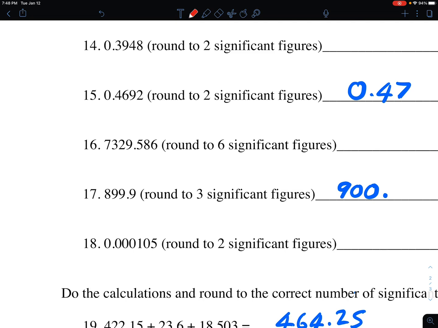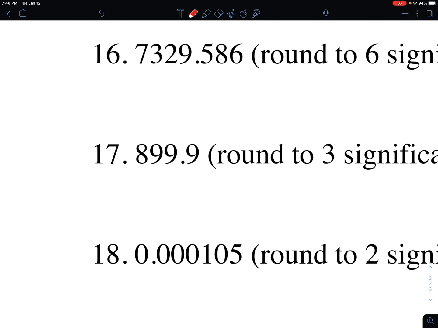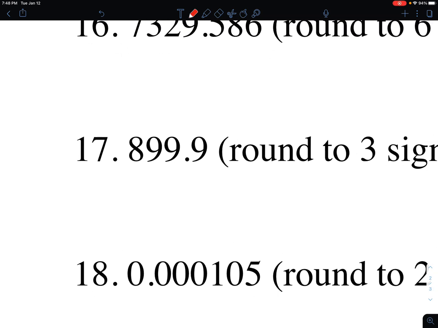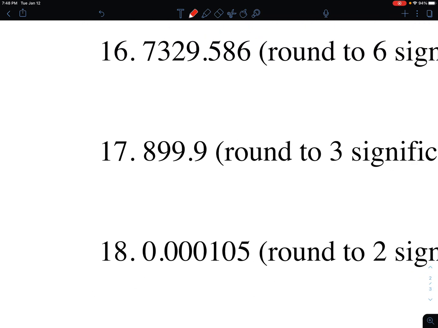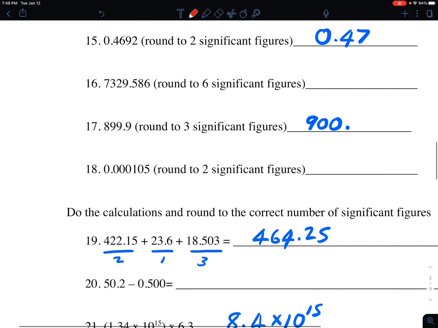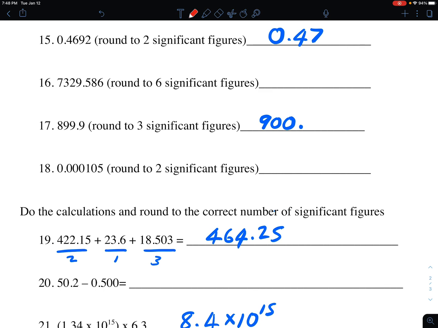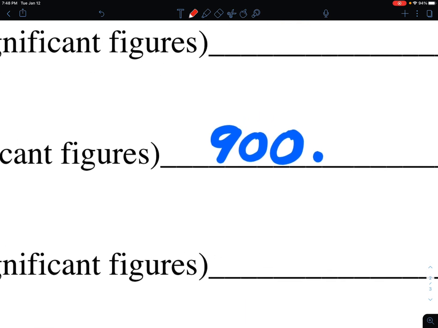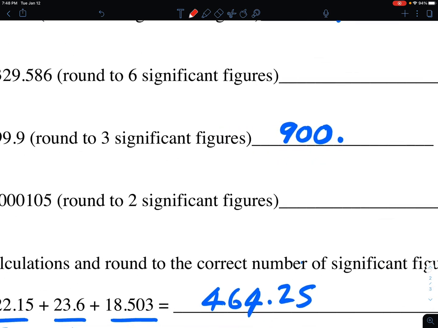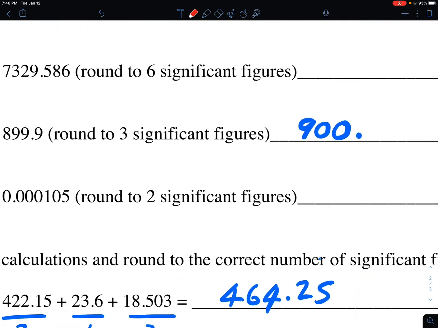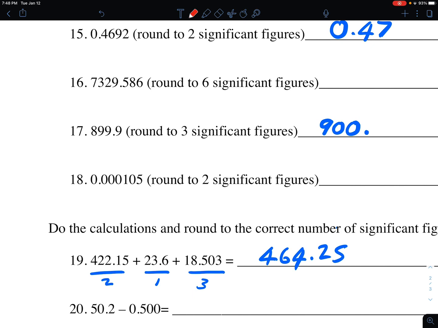Number 17, it says round to 3 significant figures. So 3 significant figures would be 8, 9, 9. Now we look at the next number, and that's a 9. So that 9 is going to round the next 9 up to a 10, which would cause the 9 next to that to change to a 10. And so overall, our answer is going to be 900. But it's 900 with a decimal point. 900 with a decimal point, or 900 point, has got 3 significant figures. It looks kind of weird because there's no 0 after the decimal point, but it is acceptable to write a number like that, and it just says to us that you have 3 significant figures in it.